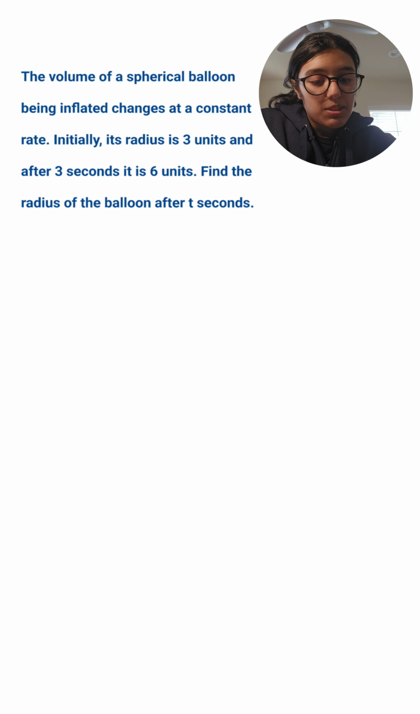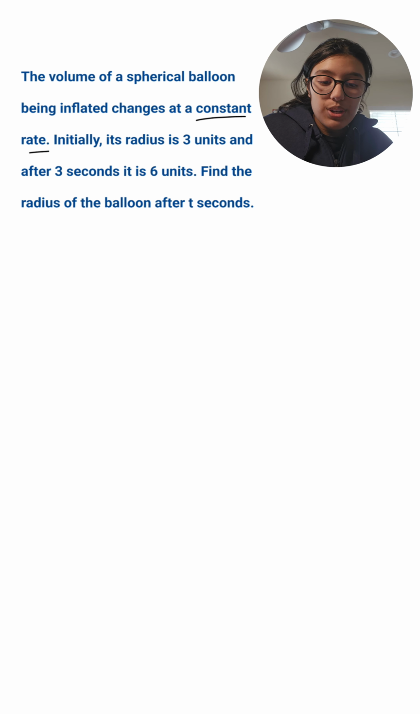Today we're going to be taking a look at this problem: the volume of a spherical balloon is being inflated and changes at a constant rate. Initially, its radius is 3 units, and then after 3 seconds, the radius is 6 units. Find the radius of the balloon after t seconds.